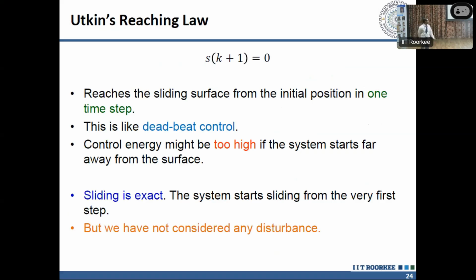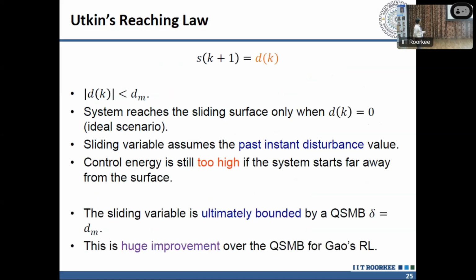When we consider the disturbance, then it cannot slide on the surface, but you can see that the sliding variable will ultimately be bounded by a quasi-sliding mode band delta equal to Dm, because the maximum value that the sliding variable can take is Dm. So now that thing we have achieved: we cannot maintain sliding, but what is the farthest we can go? We go in Dm, plus minus Dm.